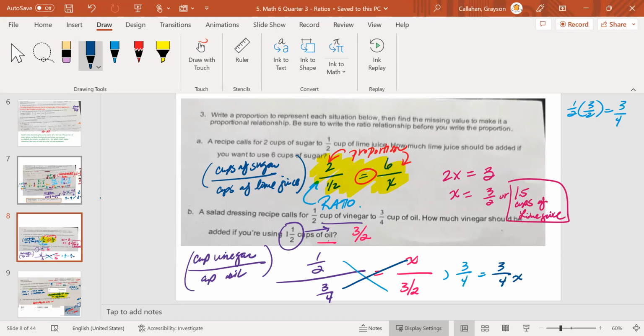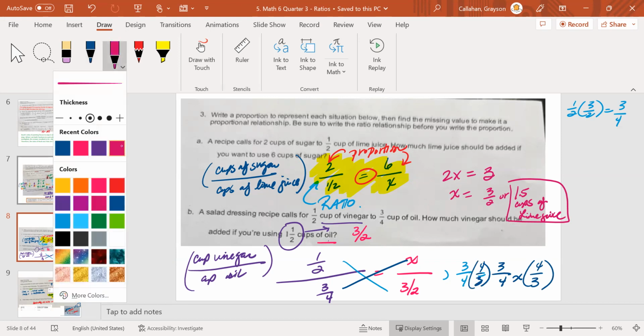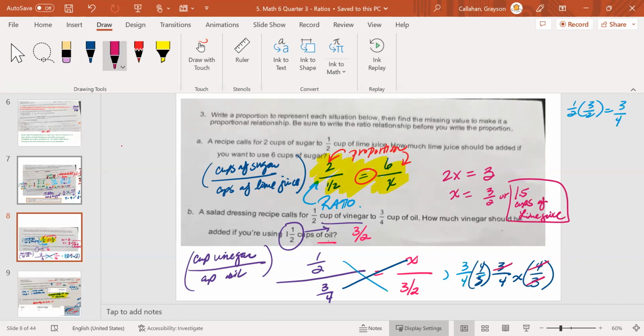How do you get rid of a 3 over 4? Remember, you have to multiply by the reciprocal, which is 4 over 3, on both sides. The reason is that when you multiply like this, the 3 and the 3 cancel, the 4 and the 4 cancel, and you're just left with x. So x equals, 4 and 4 cancel, 3 and 3 cancel. So what's left? 1. So x equals 1 cup. Cup of what? Oil.